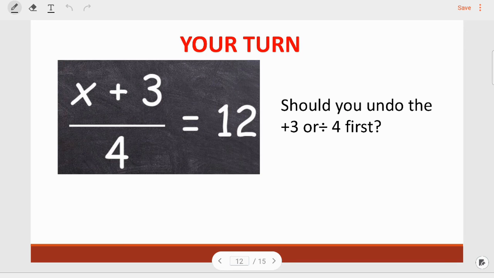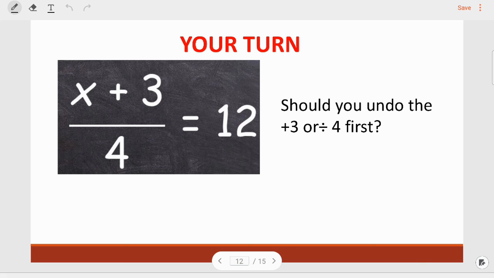Your turn. Okay. Take a second, ask yourself the question before you solve it. Should you undo the plus 3 or the dividing by 4 first? Pause, and when you're ready to check your answer, press play.